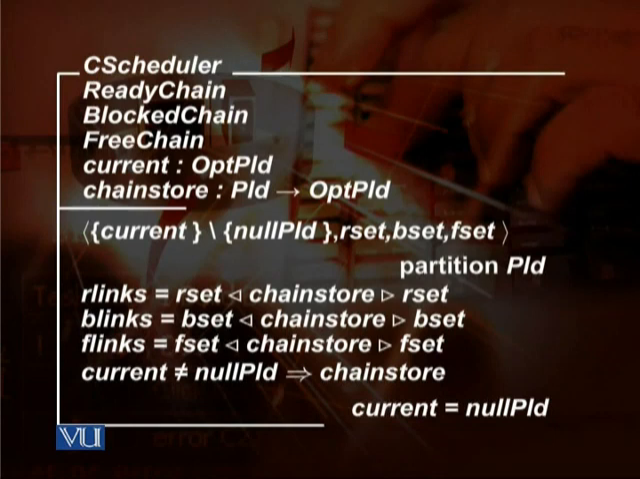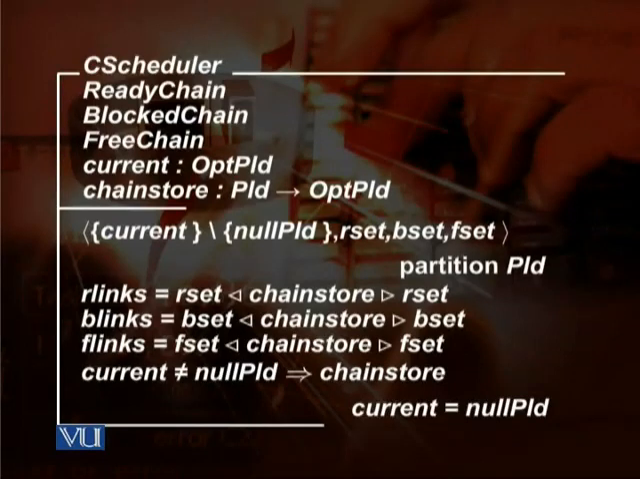R links is equal to R set, chain store, R set. So we are defining the domain and range of chain store. B links, once again we have the B set as the domain and B set as the range of this chain store. F links, once again we have domain as F set and range as F set, and current is not equal to null PID implies chain store current is equal to null PID.